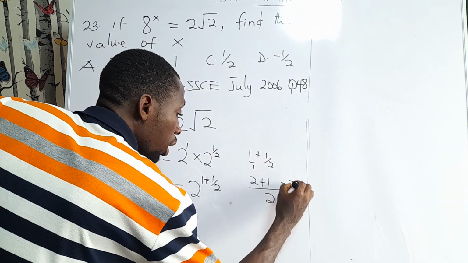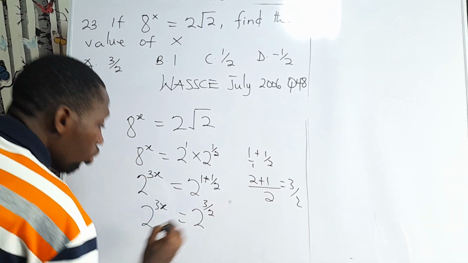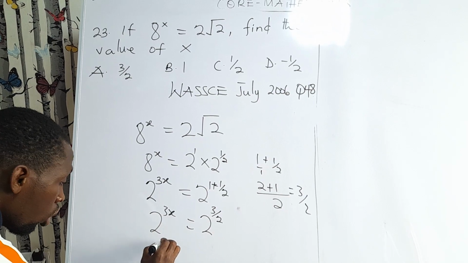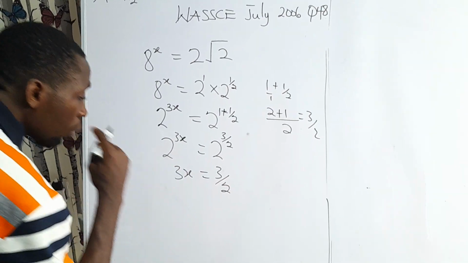So 2 plus 1 will be 3 over 2. So I have 2 exponent 3 over 2. Now the bases are the same, so we can equate the exponent. So 3x equals 3 over 2.